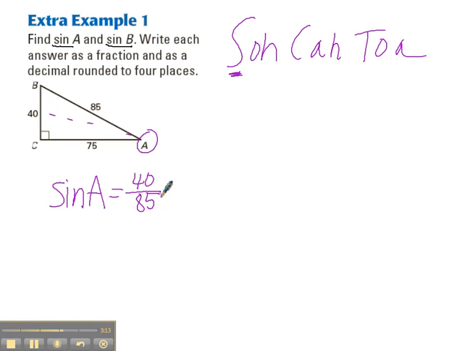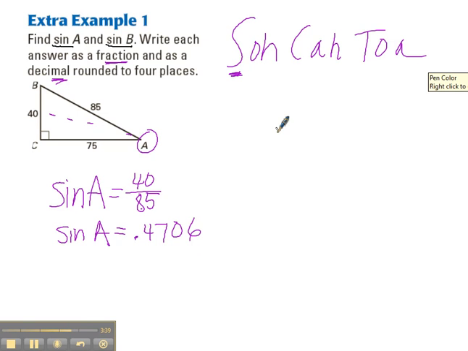So we have written our answer as a fraction, and now let's write it as a decimal. So you put into your calculator 40 divided by 85, and you get sine A equals 0.4706. So this is a two-part problem. It says also to find sine B.